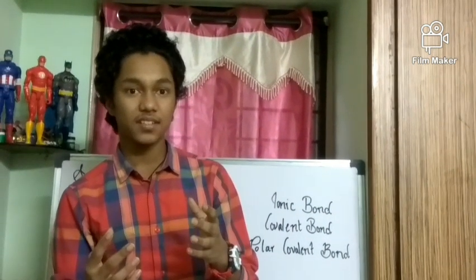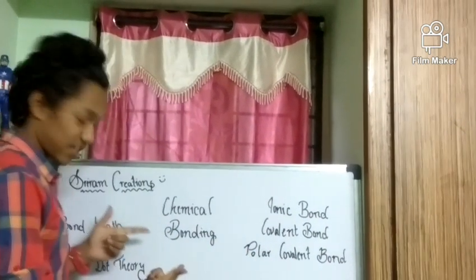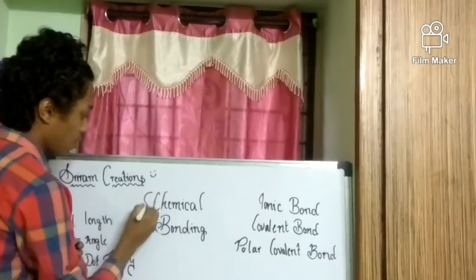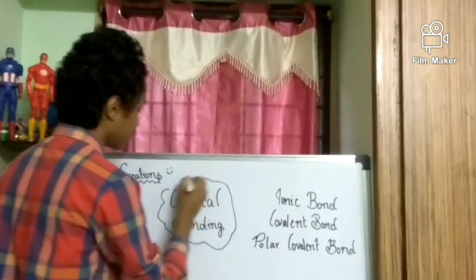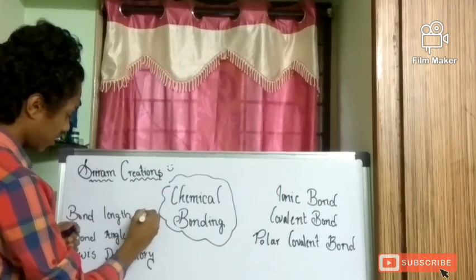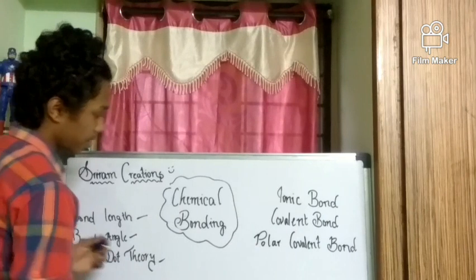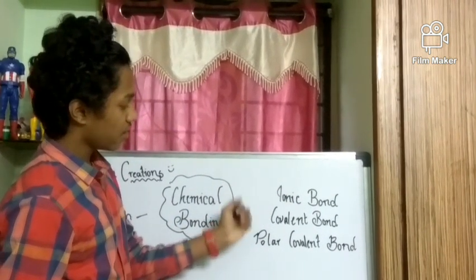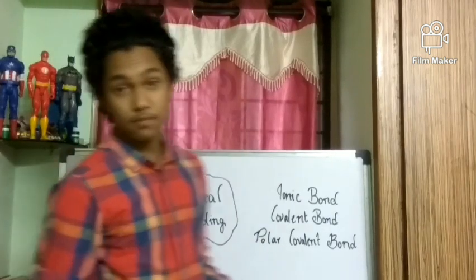The topic is chemical bonding. Hold on, let me grab the marker, and here we go. So here we have chemical bonding, which is a branch of chemistry, and today we are going to deal with bond length, bond angle, Lewis dot theory, and the types of chemical bonds: ionic bond, covalent bond, and polar covalent bond.